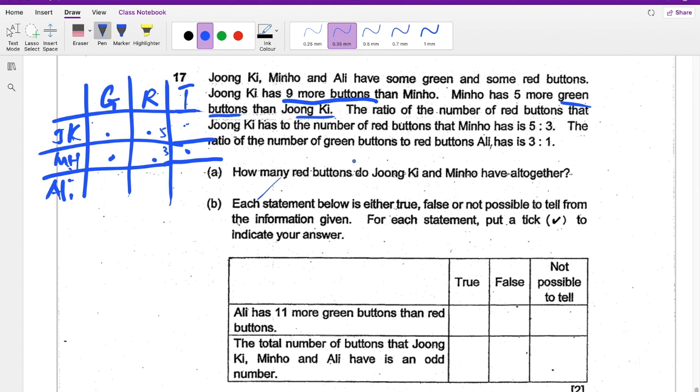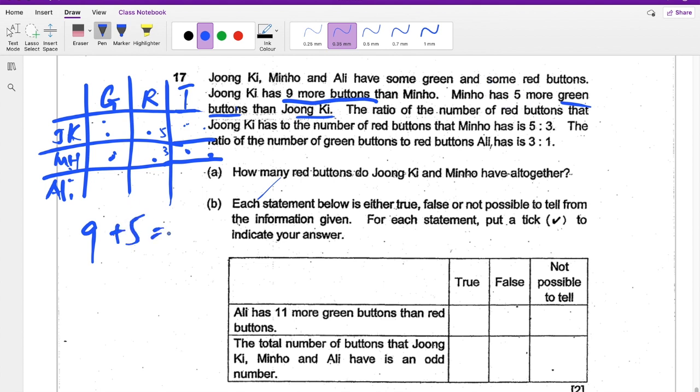The ratio of number, this one is for Ali. See, here is Junki, Minho, right? So here, these two. In total, Junki has 4 more buttons than Minho, right? But for the green, Minho has 5 more than Junki, right? Then in this case, for the red button, Junki has how many more? Well, in total it is 9 more.